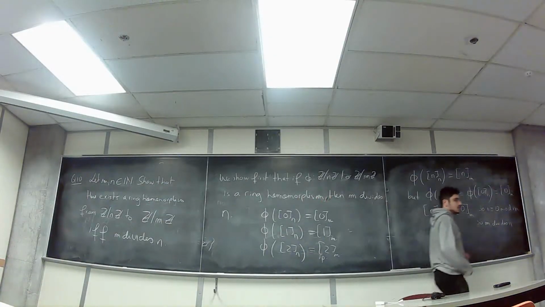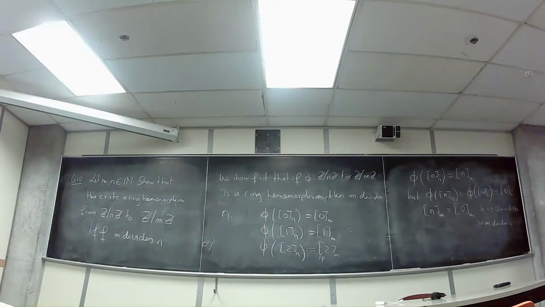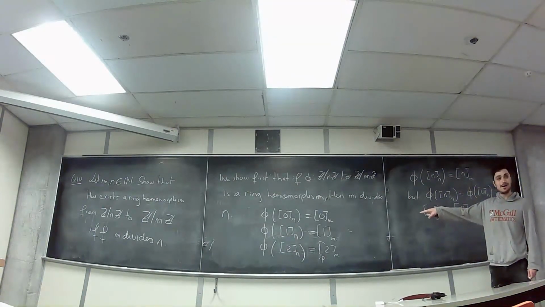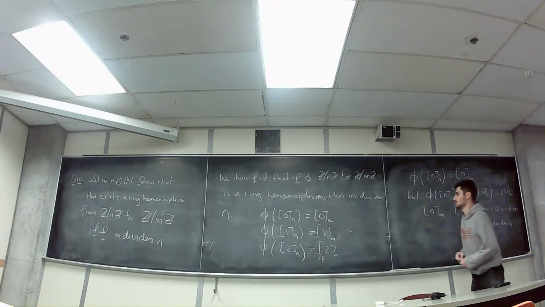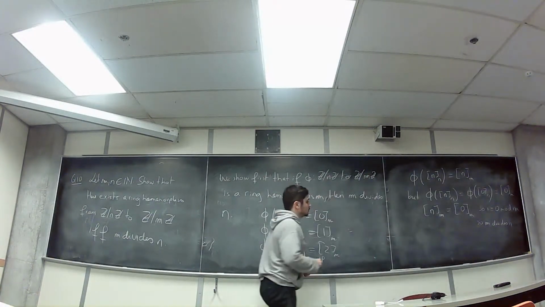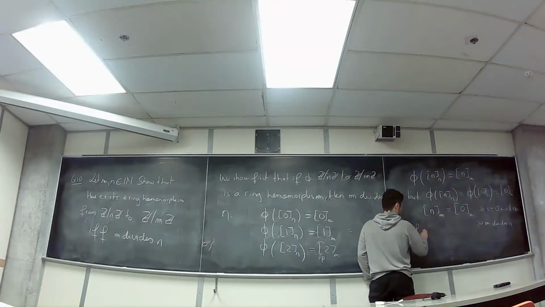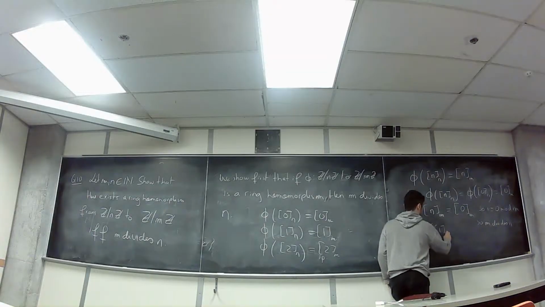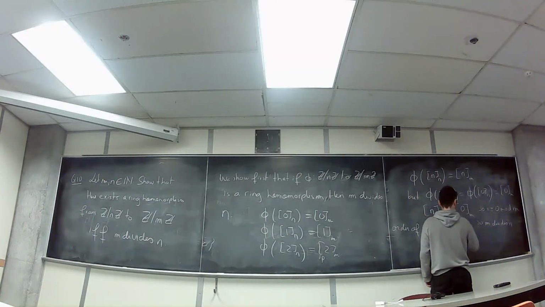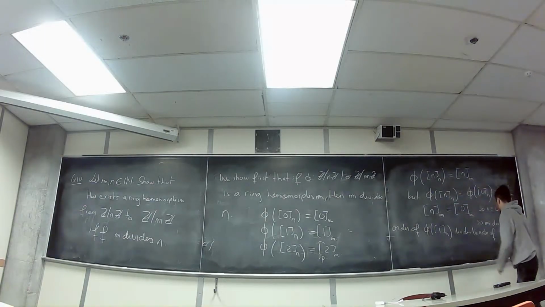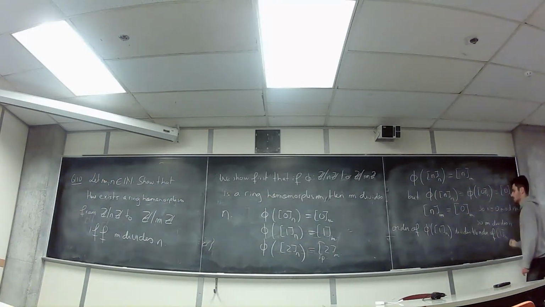Of course, you can do it in many other ways. You can do it with groups. For example, you know that the order of phi of 1 mod n divides the order of 1 mod n. Okay, this is just the proof of that statement.